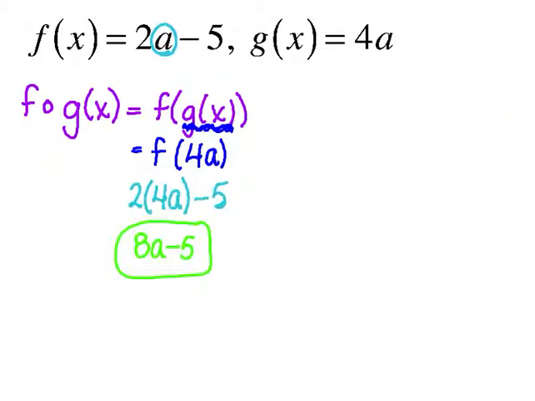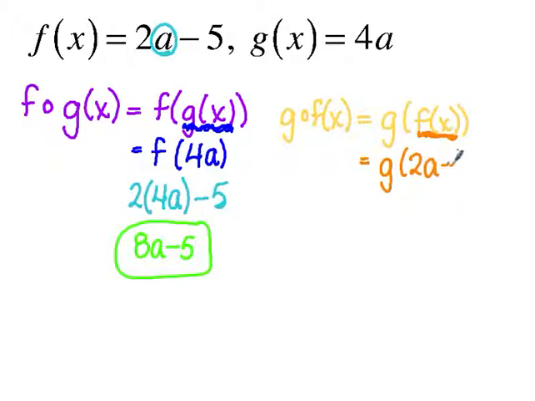You okay? Yeah. On the next one, now we're going to do g of f of x. What's the first thing I'm going to replace? The parentheses, right. So f of x. And what am I going to put in place of f of x? 2a minus 5.